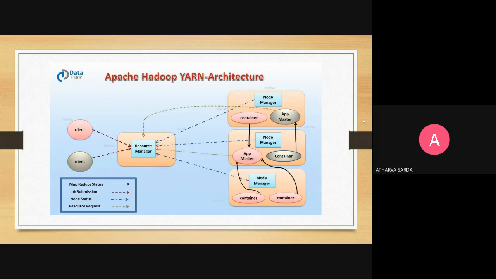This is the framework of YARN. Here, the resource manager takes data from the client. So the clients have the resources and it provides them to the nodes further. It provides to the mini nodes and then the nodes provide it to get the output.